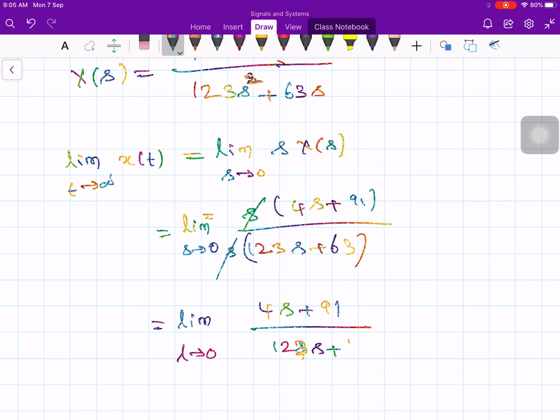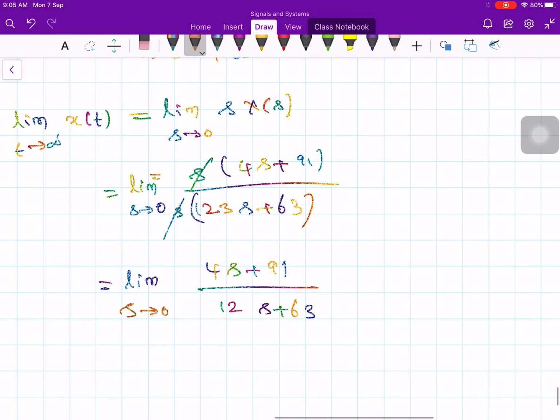Now before you substitute the limit, make sure that there is no pole in the right half of the s plane. The numerator will give you the zeros. So 4s plus 91 is equal to 0, therefore s1 is minus 91 by 4. In the denominator, what is the pole?